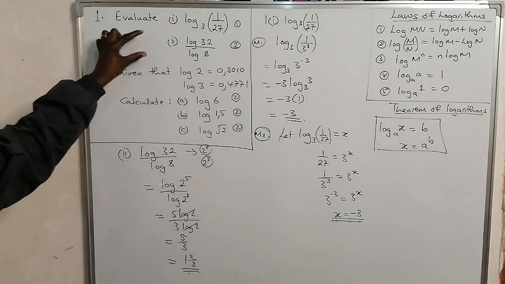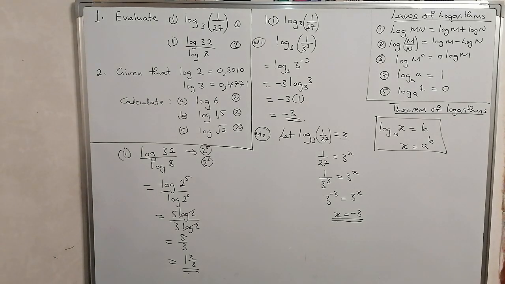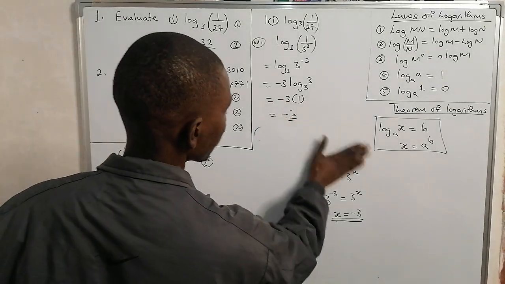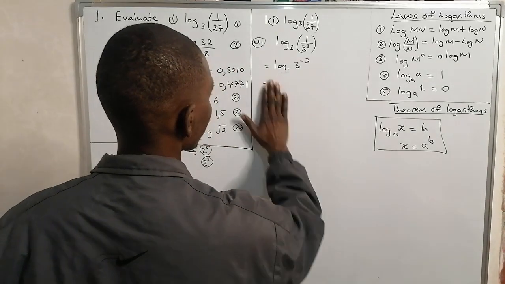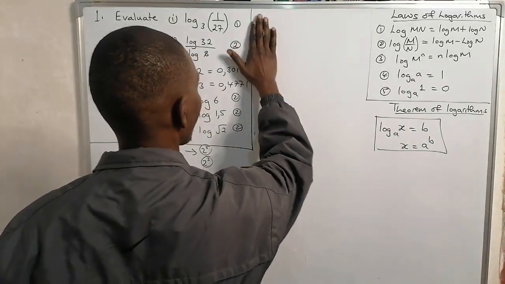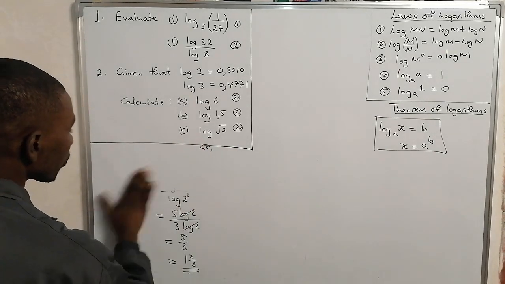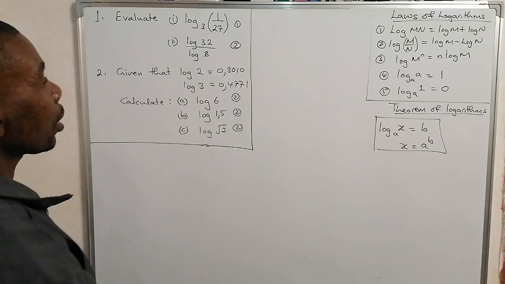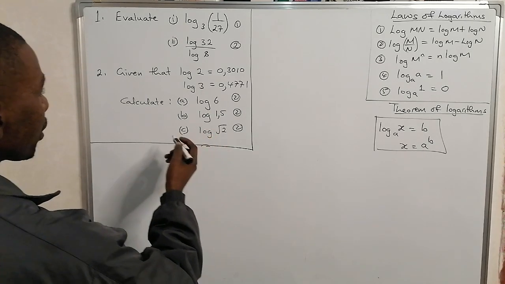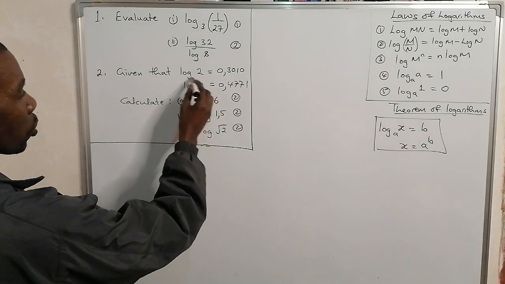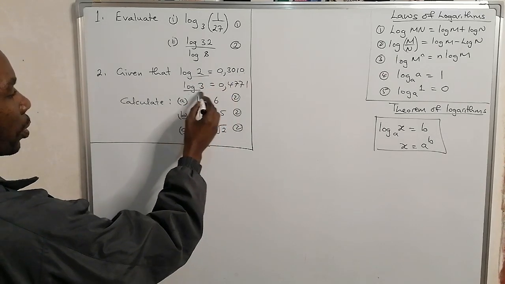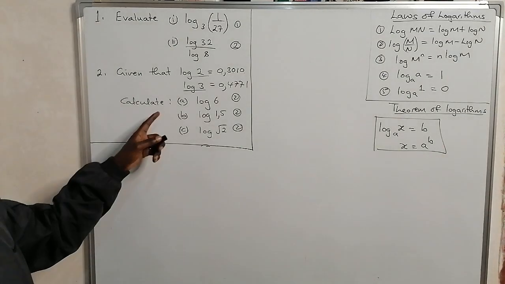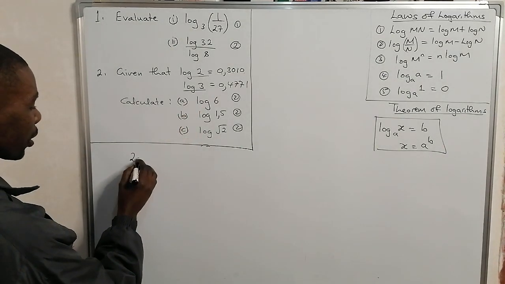So we are done with number 1. Let's move on to question 2. We are given log 2 is equal to 0.3010 and log 3 is equal to 0.4771. So we want to calculate the value of log 6, number 2a.